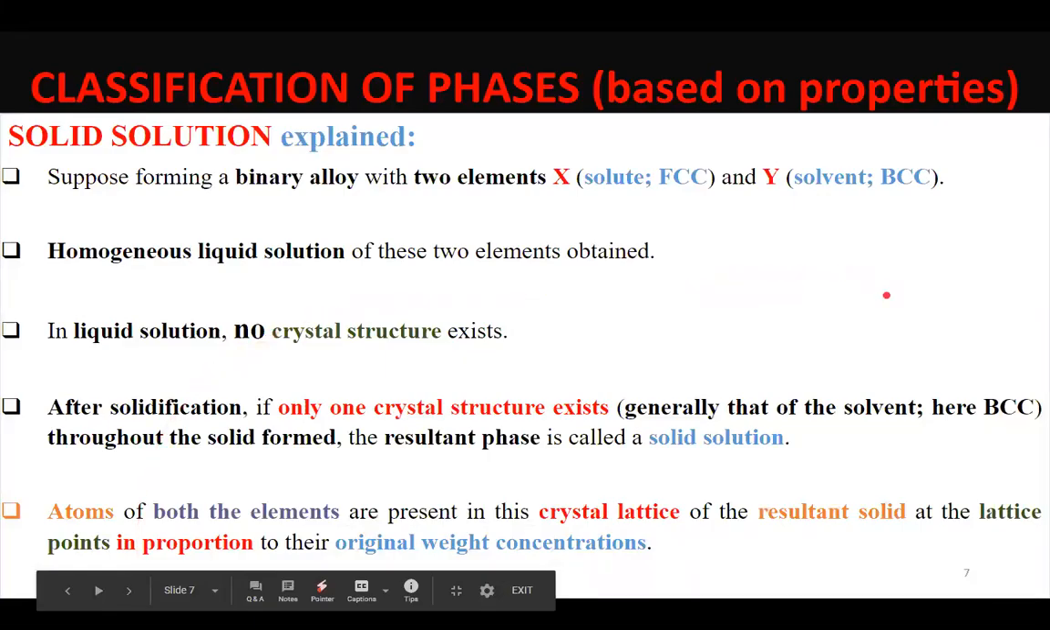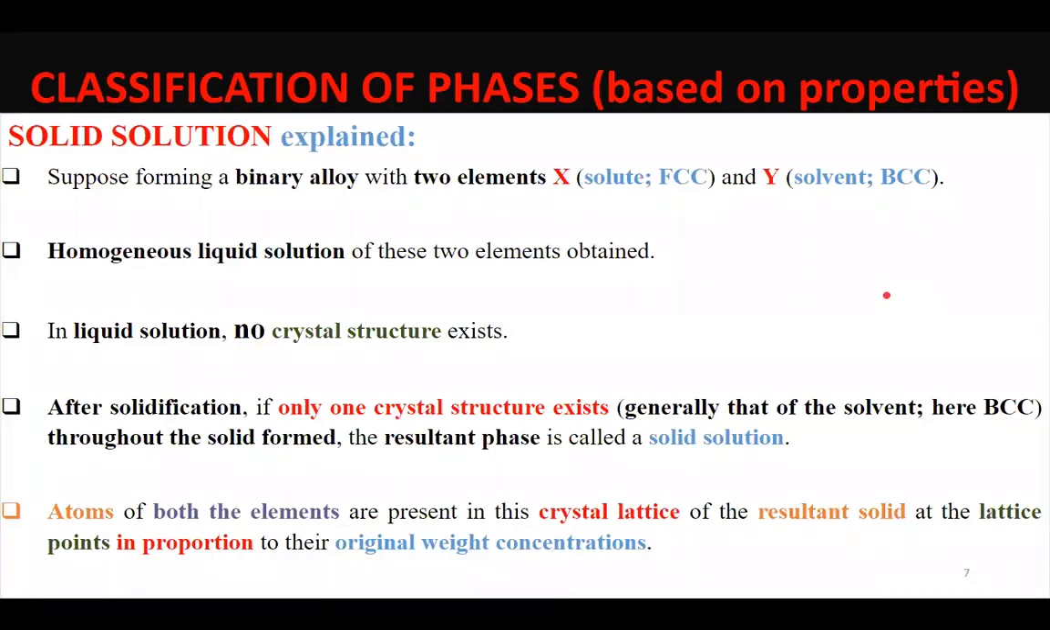Now we have to see what is meant by a solid solution. But mind it, if you are saying that an alloy system has got formed, one of the phases that must be existing in the alloy system is a solid solution. You cannot have an alloy in which there is no solid solution. You may have an alloy which is only having a solid solution or more than one type of solid solutions.